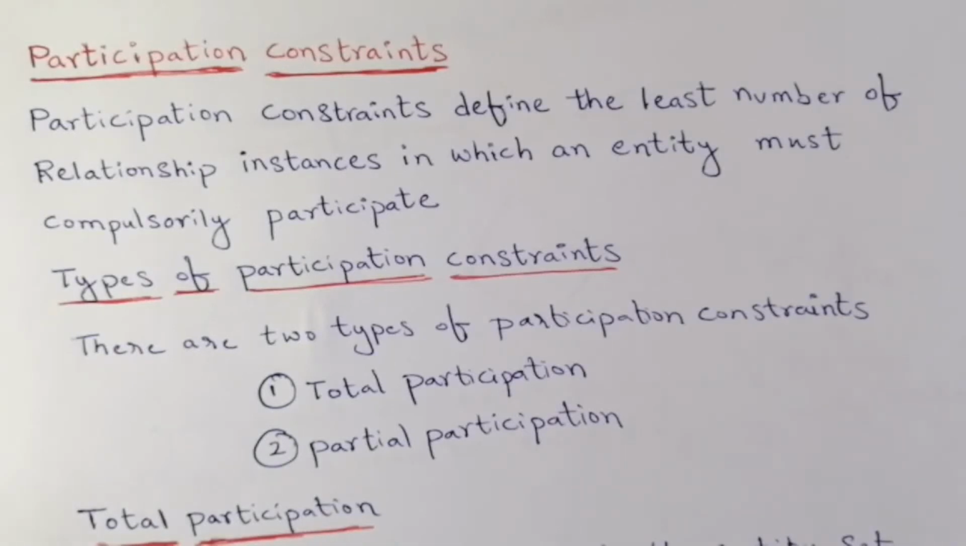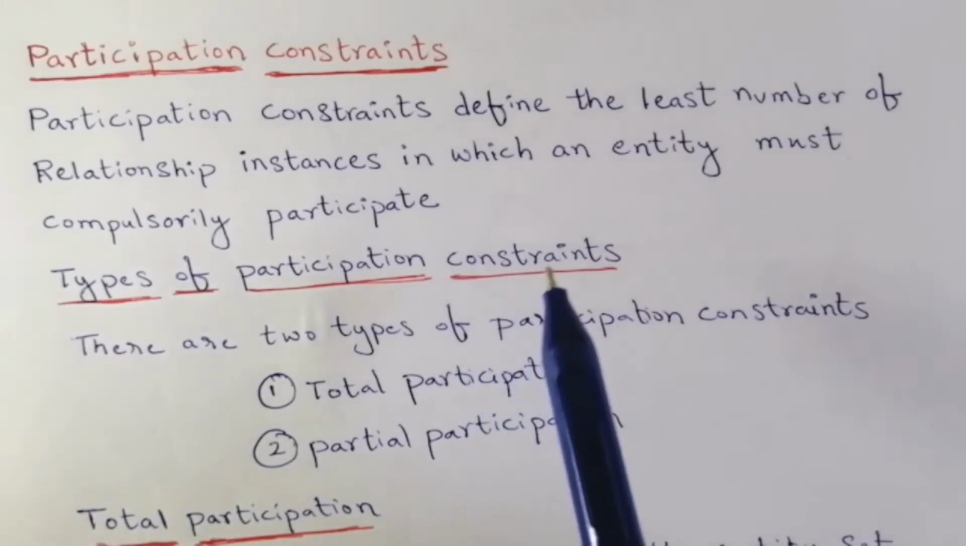In this lecture, we are going to discuss the participation constraints. Right. In the previous lecture, we discussed mapping cardinalities: one to one, one to many, many to one, and many to many. So please look over those lectures, because they are most important for solving ER diagrams and converting them to relations. Right. So in this lecture, we are going to discuss the participation constraints.